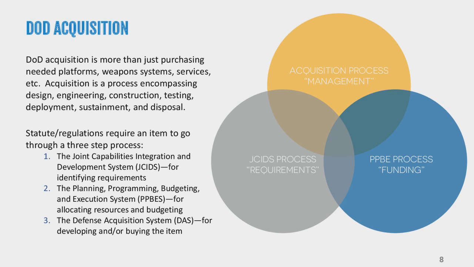Capabilities documents are produced through the JCIDS process, and they include an initial capabilities document, or ICD, a capability development document, CDD, and the capability production document, or CPD. JCIDS is a lengthy and complex process, and it's currently under review at various levels to determine how to make the process faster and in which instances it should apply.